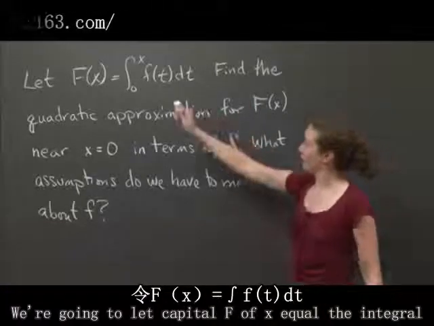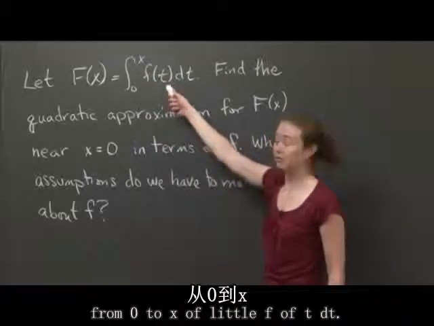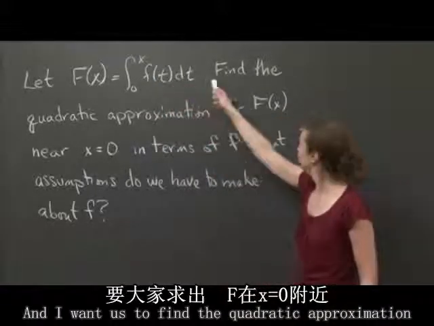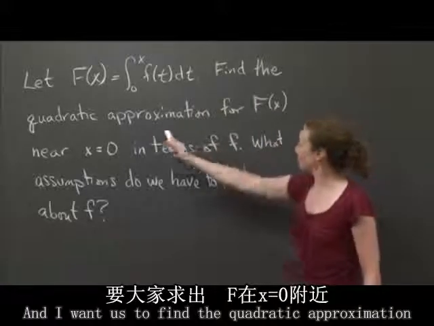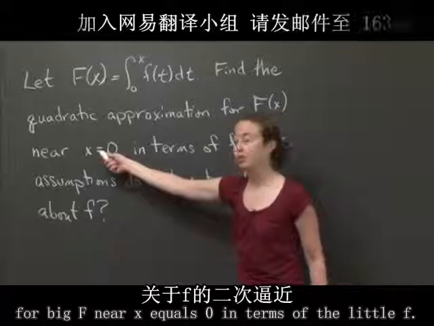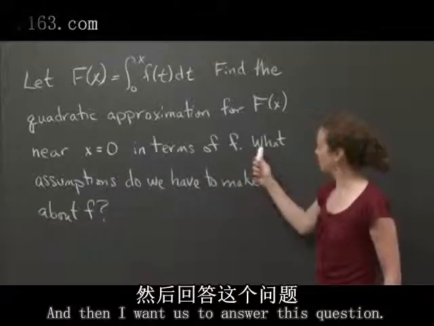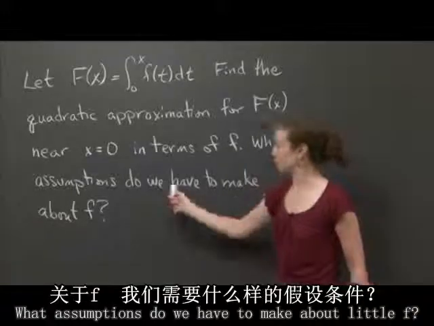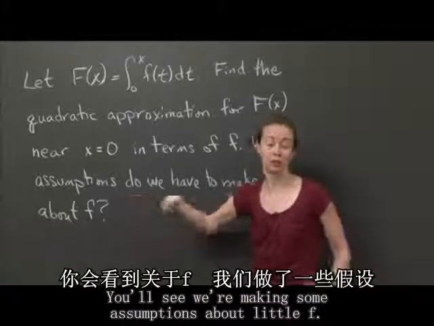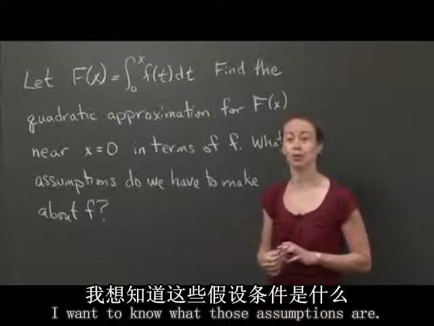We're going to let capital F of x equal the integral from 0 to x of little f of t dt. And I want us to find the quadratic approximation for big F near x equals 0 in terms of little f. And then I want us to answer this question. What assumptions do we have to make about little f? You'll see we're making some assumptions about little f. I want to know what those assumptions are.